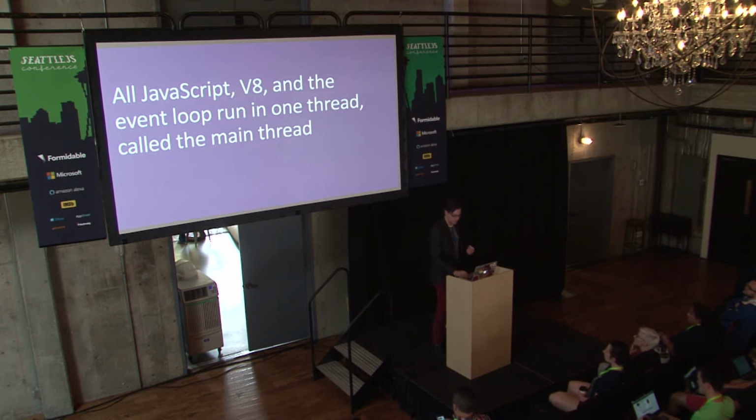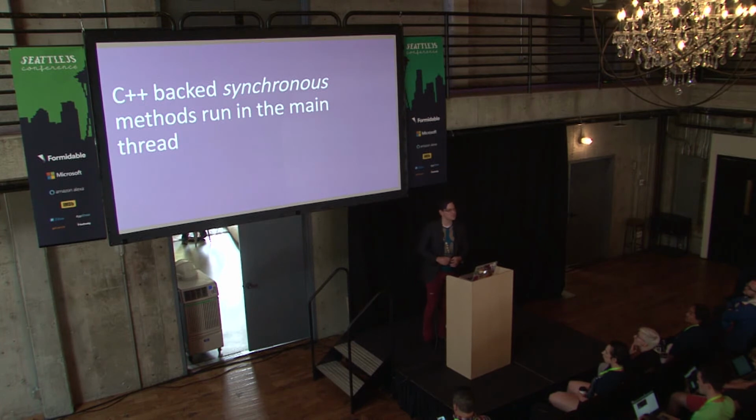So what do we do? Whenever we get to C++, there's a very different story. About half of the Node.js source code, last time I looked, is written in C++, and the other half is written in JavaScript. On the C++ side, we do have access to threads. But first, if you ever call a synchronous method that's backed by C++, so any API built into JavaScript is backed by C++, if it's synchronous, it will run on this main thread.